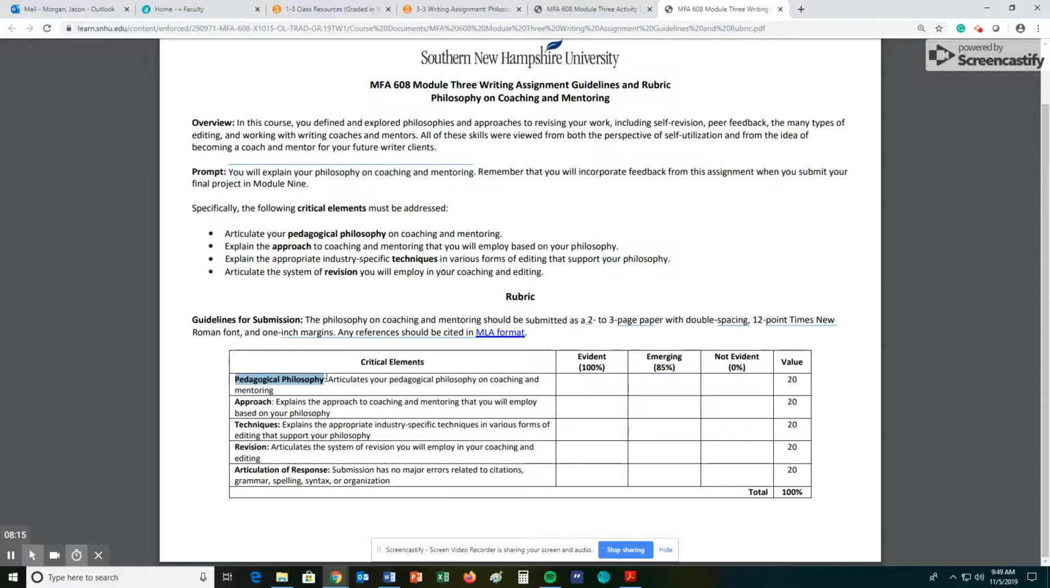Okay, basically the first paragraph is you have a topic sentence that says my pedagogical philosophy is, and then you would answer this question and give an example. Okay, next paragraph, my approach, then you would answer this question and give an example. The techniques, the specific industry techniques I would use, explain that topic sentence, give an example. The revision techniques I would use would be, give an answer and give an example. Okay, make it stupidly clear for me to understand that you are addressing each one of these points.